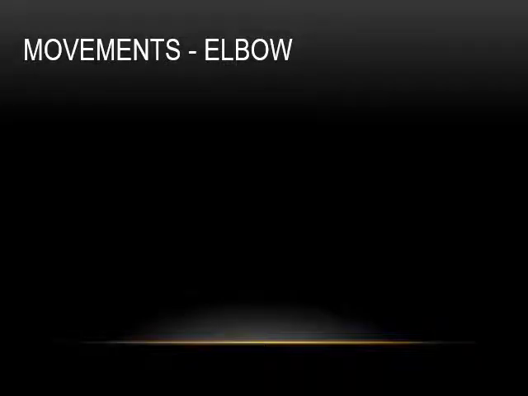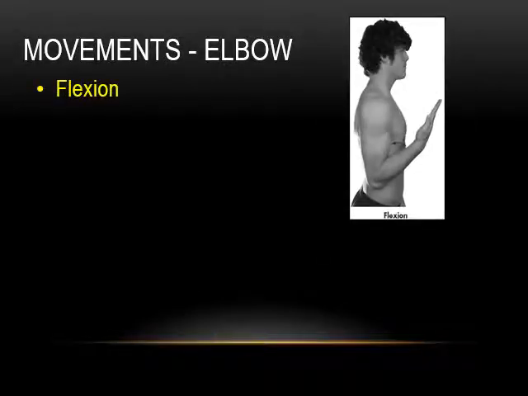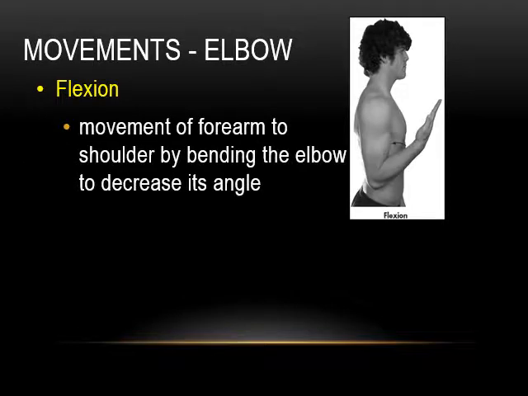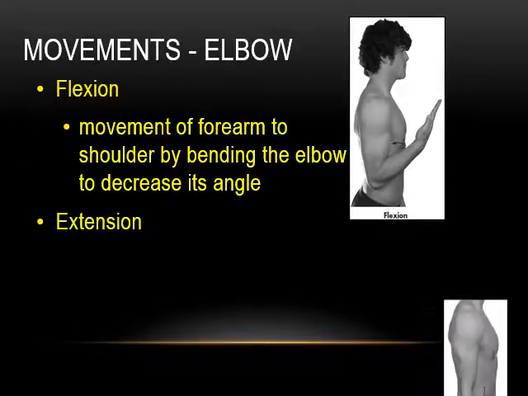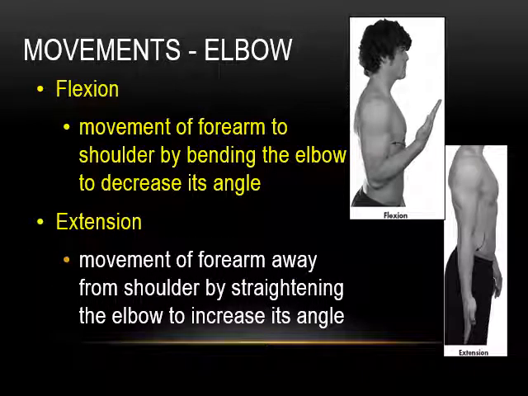And then we already talked a little bit about the movements before, but just to revisit them. So here's elbow flexion, movement of the forearm to the shoulder by bending to decrease the angle. Extension, movement of the forearm away by straightening it. Okay, or basically a return from flexion.